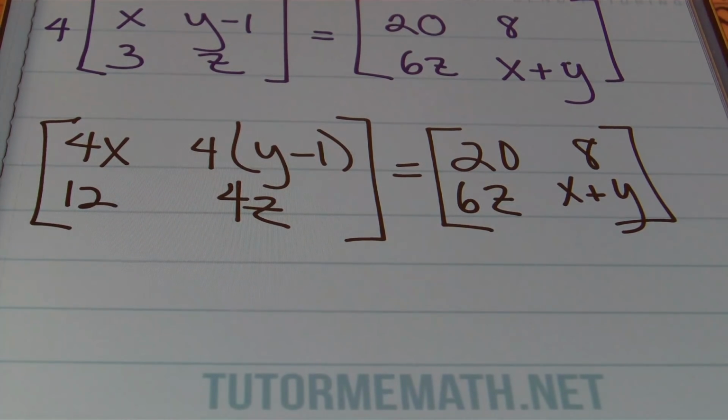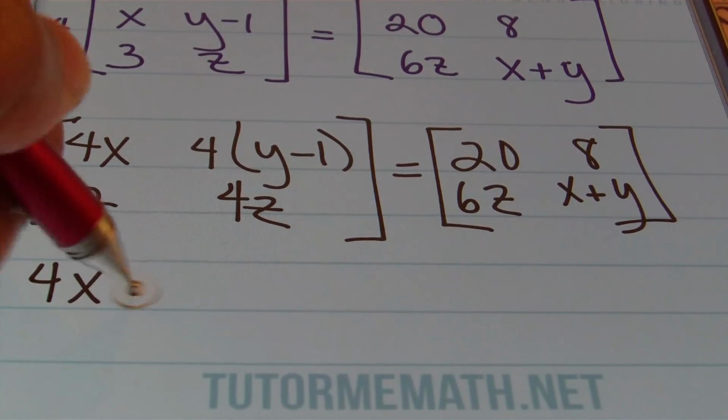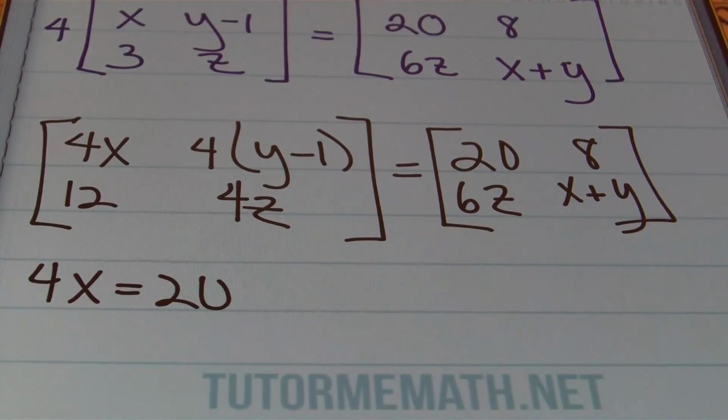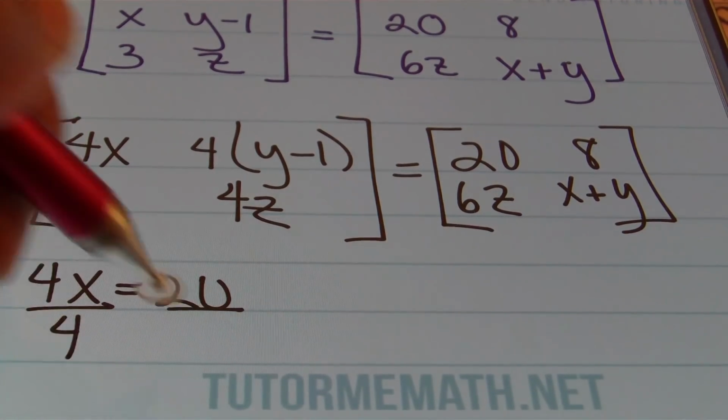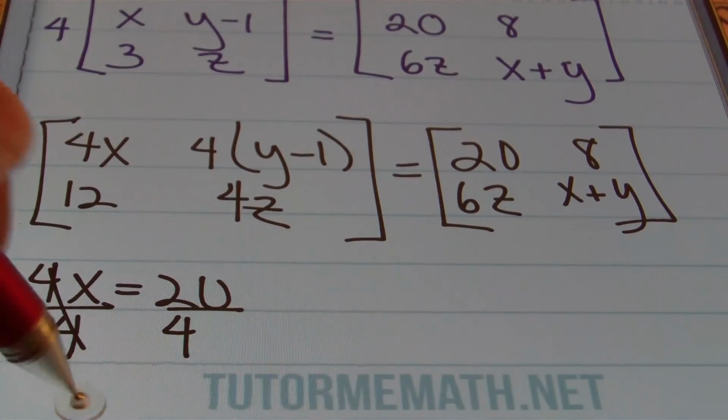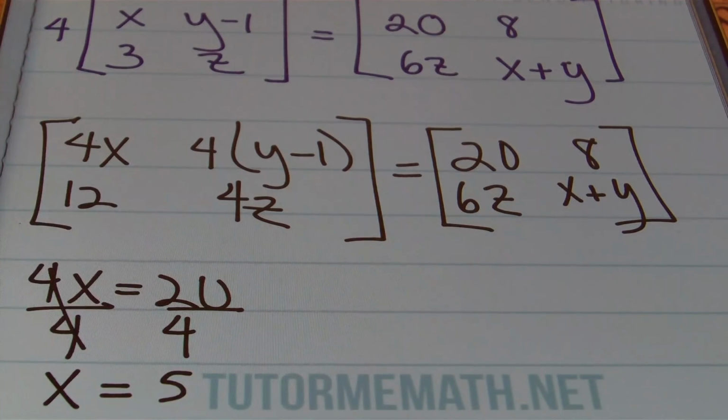All right. So what I'm going to do first is I'm going to solve for x. And we're going to solve for x by using the elements found in the first row and the first column and setting them equal to one another. So I'll have 4x equals 20. Just like that. So that being the case, I'm going to divide both sides by 4 to find that x equals 5.